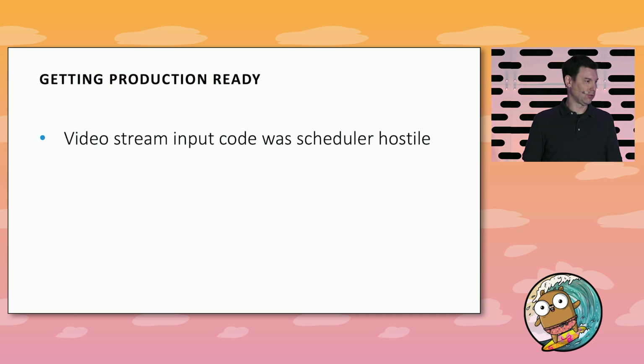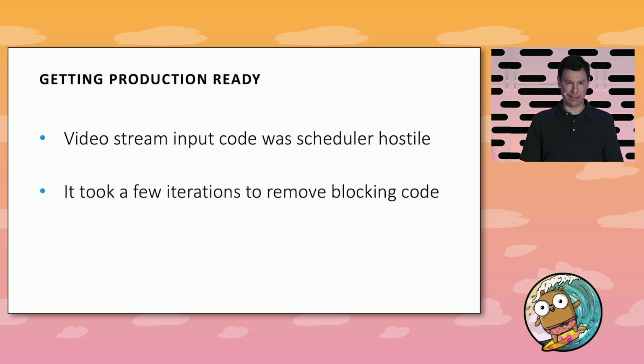It took a few iterations for us to get all the blocking behavior out of our pipeline so that we didn't have one video stream having a delay, getting some data, interfering with other video streams. But about 2 weeks ago, we got this all working. We put it in load test in our QA environment.